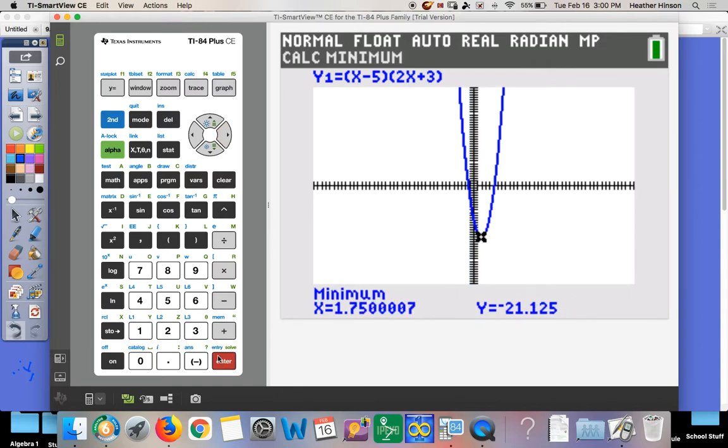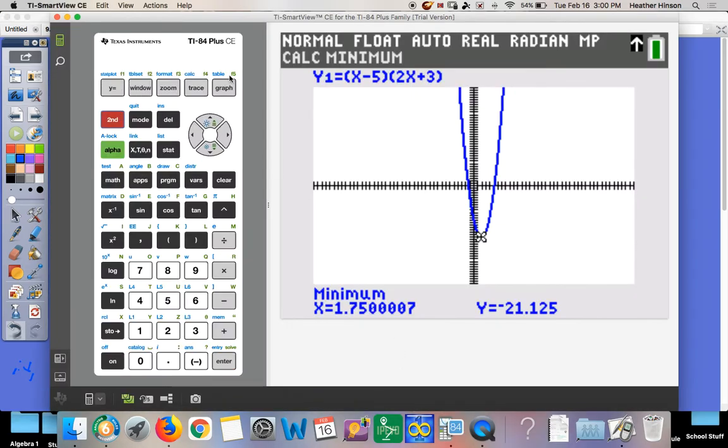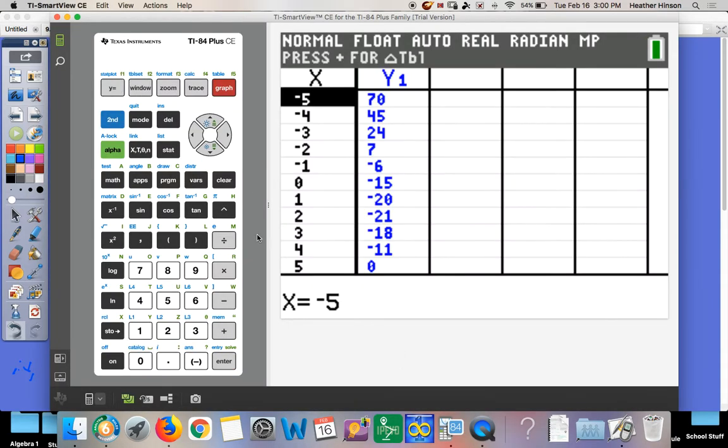Follow whatever directions say on your screen. And round it off. Actually, these are pretty perfect. So yeah, round it off: 1.75 and negative 21.13. Your y-intercept on this one, you can find that from your table. Where do you find the y-intercept on the table? At 0. So right here, (0, negative 15).